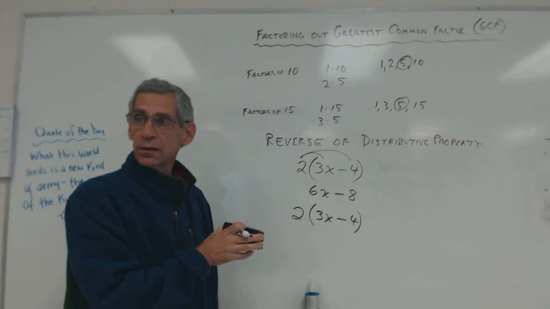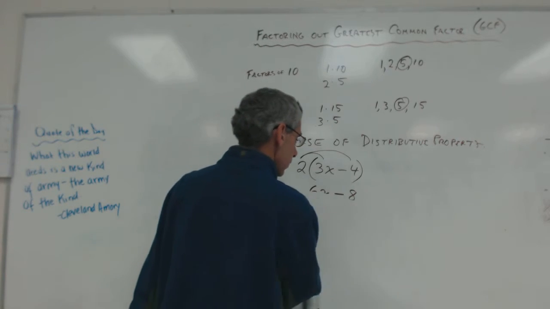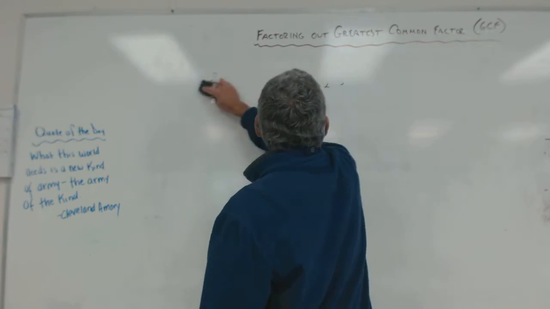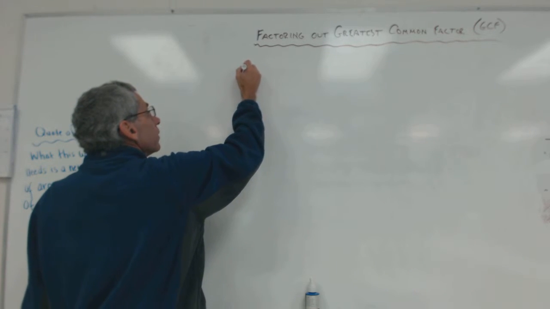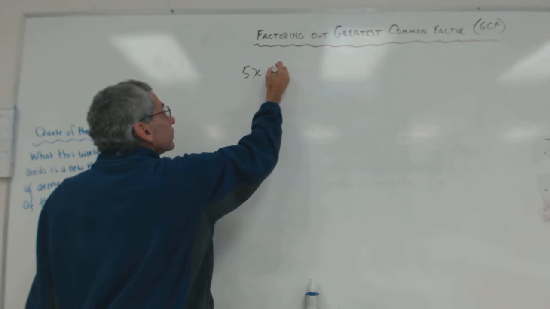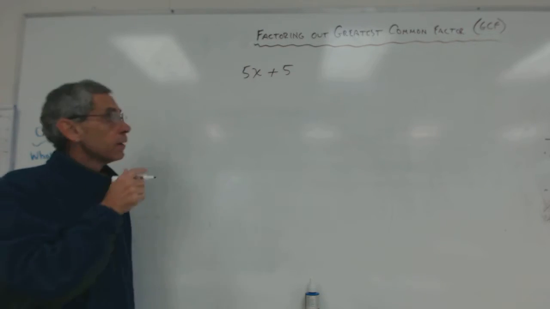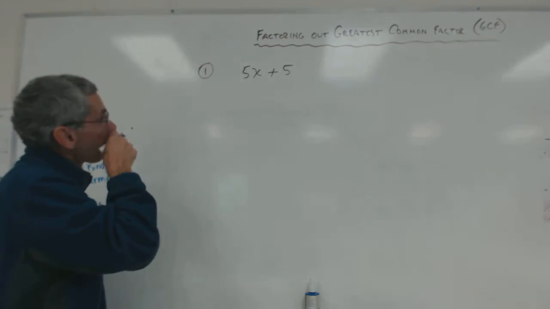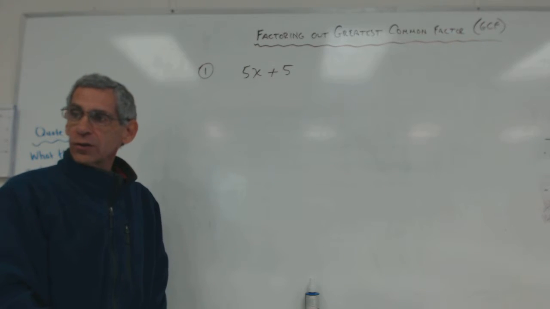This is it. But we have to practice them so you get comfortable. So let's erase this mess, and let's just do a few. Let's say I had 5x plus 5. This is my first practice. What number goes into 5 that also goes into 5?